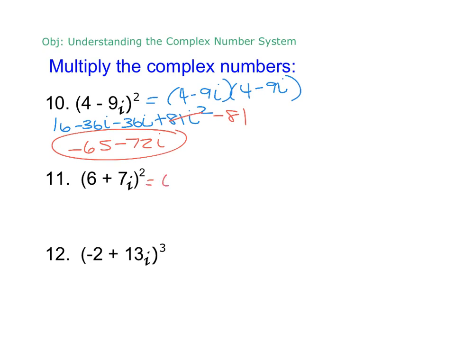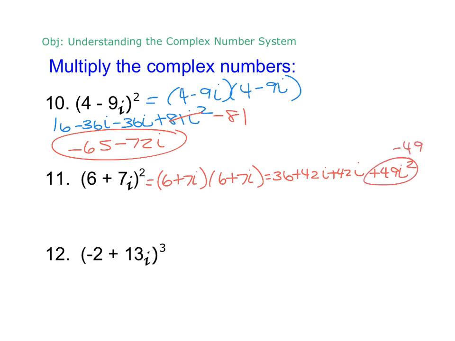Next one, 6 plus 7i times 6 plus 7i. So that's 36 plus 42i plus 42i plus 49i squared. 49i squared becomes negative 49. Combine that with my 36. 36 minus 49 is negative 13. So we get negative 13 plus 84i.